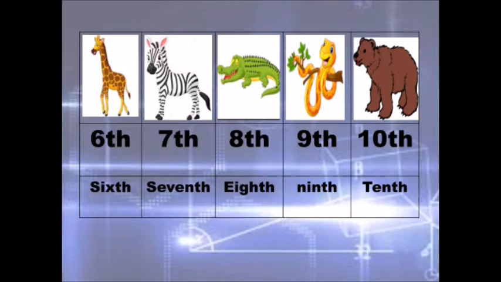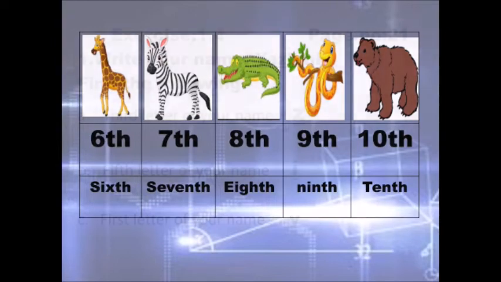Next, snake. It is in ninth position, N I N T H, ninth. Next, it is deer and it is placed in 10th position, T E N T H, 10th. So children, now you have learned ordinal numbers from first to 10 and its spelling also.